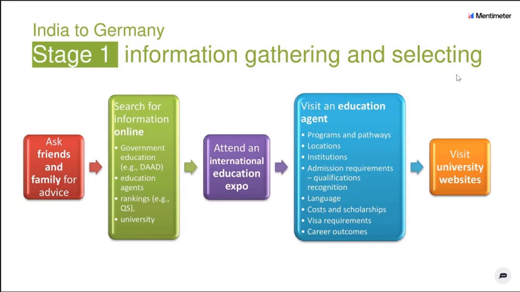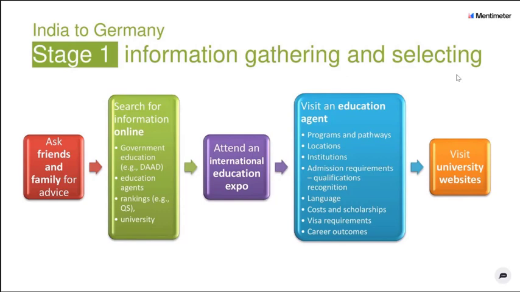They'll talk about various locations and institutions in Germany, and they'll walk him through the admission requirements. Particularly, how will his qualifications from India be recognized? Will he be eligible to enter a master's program? They'll explain language requirements to him, the costs of programs and scholarships that might be available, and then they'll explain visa requirements. The agent often plays a very important role in preparing a student's visa application so that it's successful.